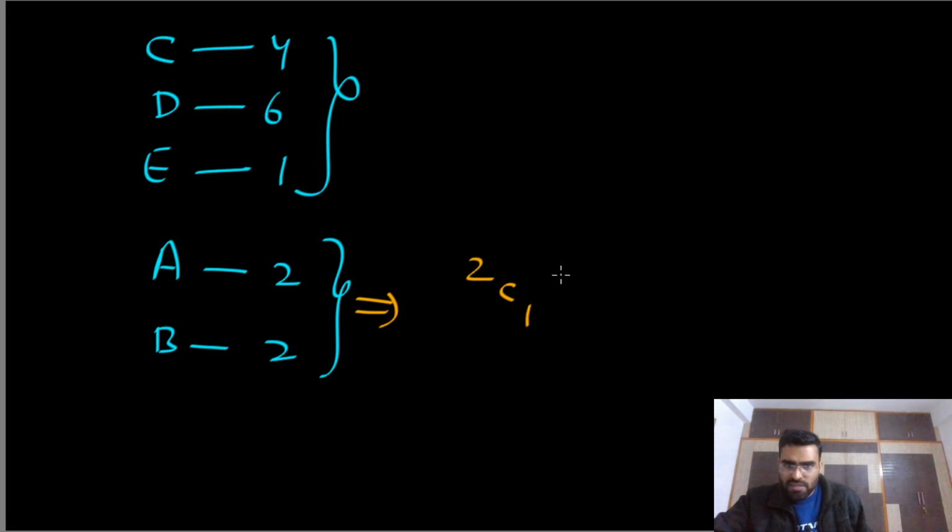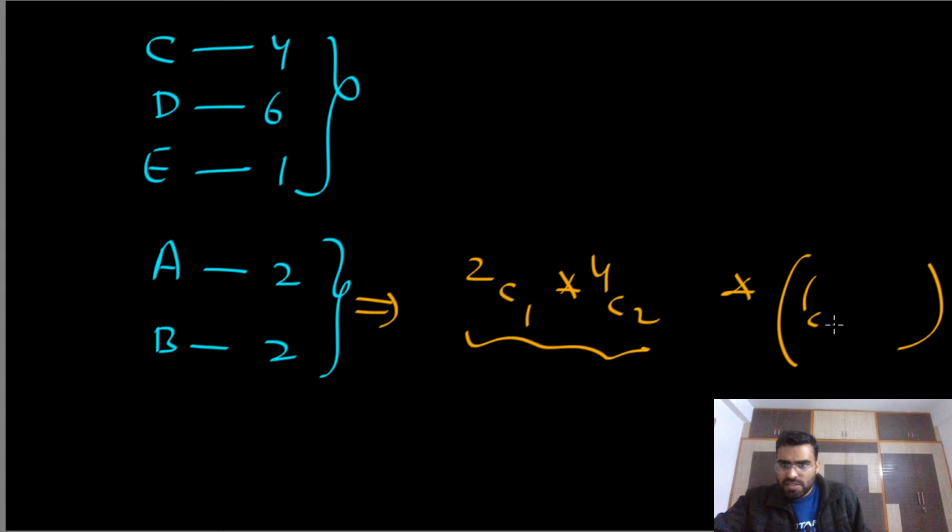What I have done is, C has taken 1 object, D has taken 6 objects, E has taken 4 objects. But you can notice that A should take 2 objects and B should take 2 objects. If at this point you select 1 box from 2, and give like this, multiplied by 1C1 multiplied by 2C2, then here we are double counting.